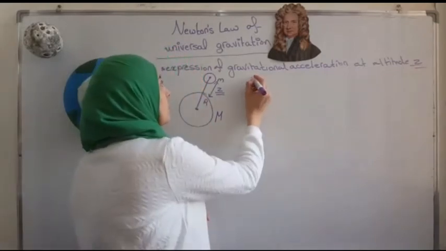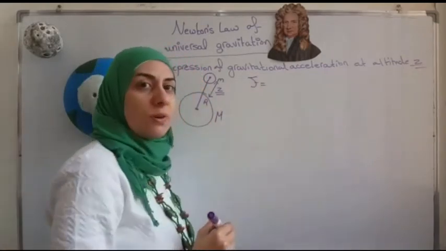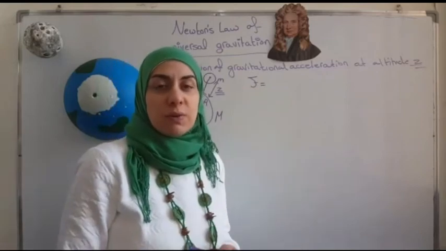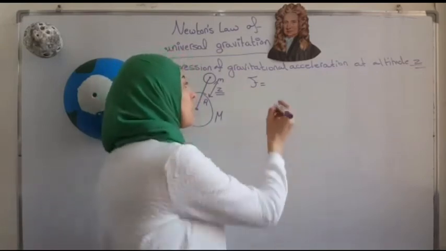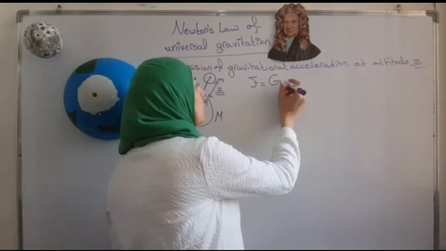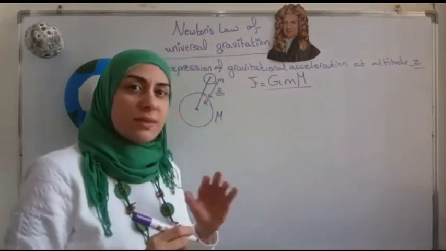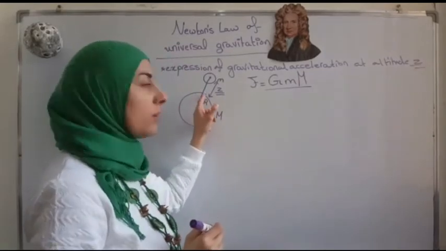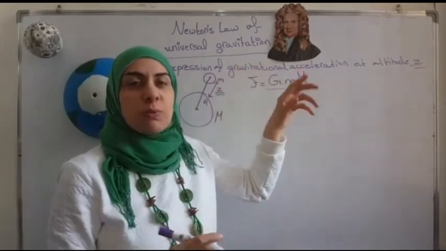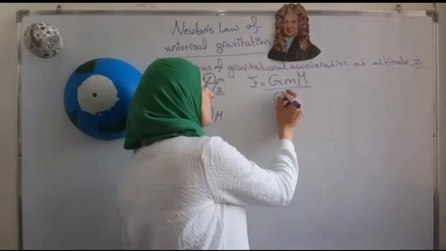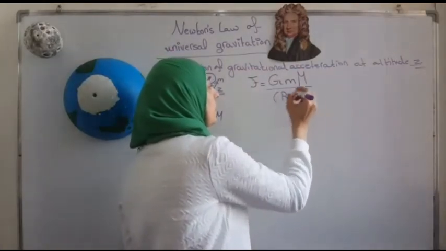Then according to Newton's law of universal gravitation, the magnitude of the force of attraction between the moon and the Earth is equal to the constant G times the mass of the moon times the mass of the Earth divided by the square of the distance between them, which is the radius of Earth plus z plus the radius of the moon, which we can neglect. So this is (R plus z) squared.